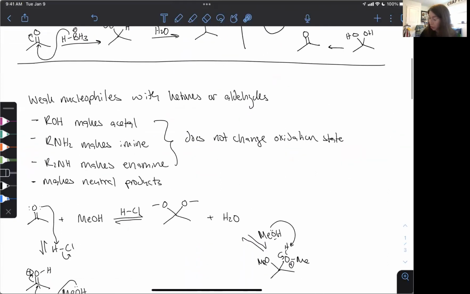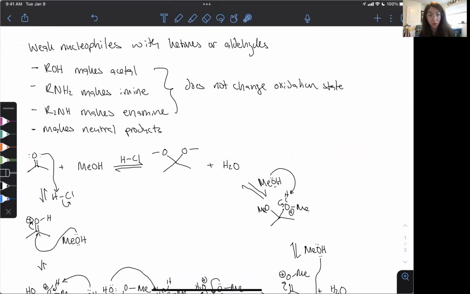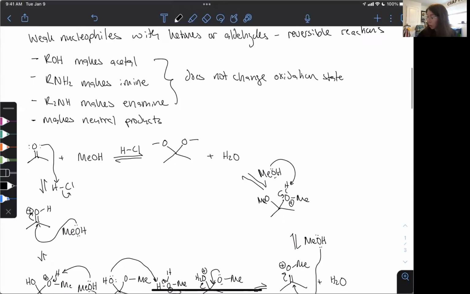So then things changed a little bit when we got to weak nucleophiles. Then we started to see a lot of reversible steps. So these are pretty much all reversible. That's when we pulled out our equilibrium arrows, because the equilibrium process is what makes this all possible. So when you've got an alcohol, you're going to make an acetal. When you've got a primary amine, you're going to make an imine. A secondary amine is going to make an enamine.